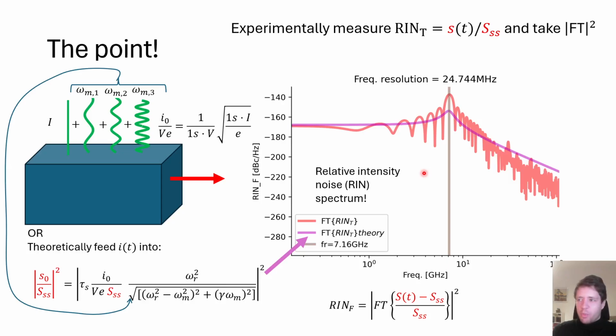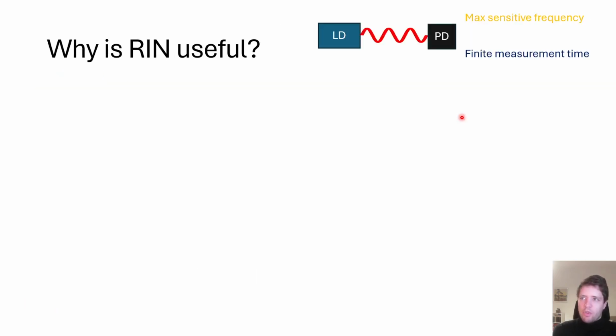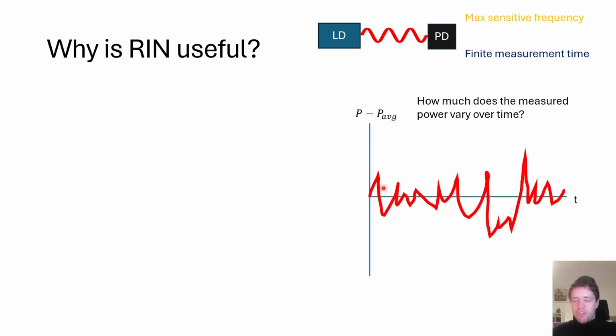Okay, so why is it interesting that we've modeled this relative intensity noise theoretically? Well, in a lot of experiments, it's important that the variation in the photon number doesn't exceed a certain limit. For example, if you have a very basic setup with a laser diode and a photodiode that has some finite measurement time and some maximum frequency sensitivity, then you can imagine that the power you measure over time is going to look like some kind of randomly varying signal.